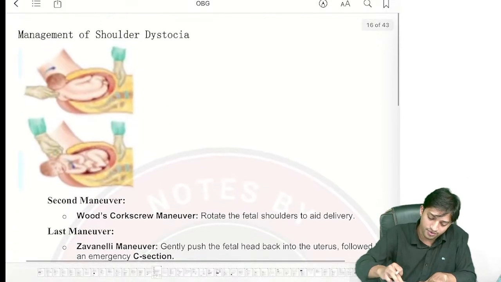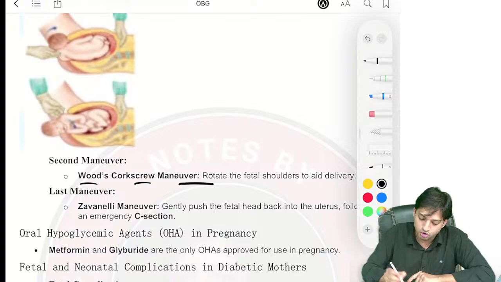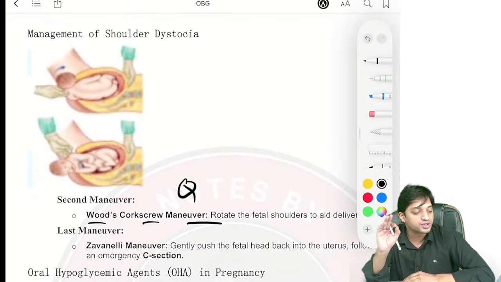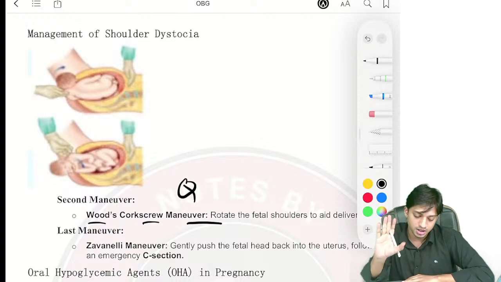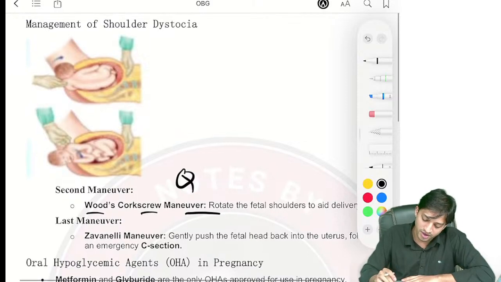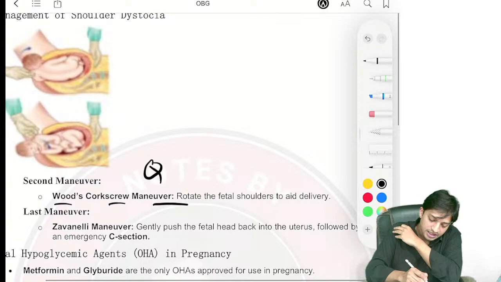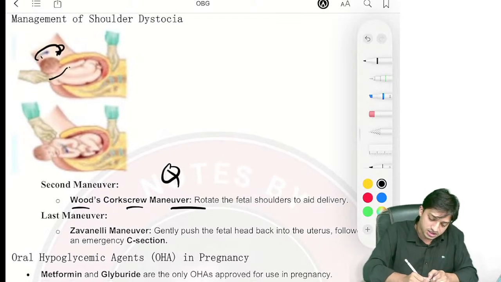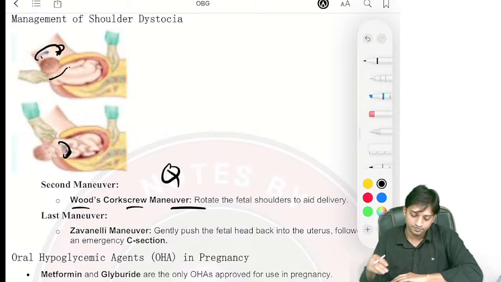Because you have to widen the pelvic angle and facilitate delivery of the child. Coming here, have a look. Again, the second maneuver that you are going to do is Wood's corkscrew maneuver. This is also an asked question. So these are all asked questions from your FMG exam point of view. These are the management of shoulder dystocia. So in the Wood's corkscrew maneuver, what are you going to do? You are just rotating the fetal shoulder to aid in the delivery. Just see, have a look. In this image, they are rotating the fetal shoulder from this side to this side ultimately, and then you aid the delivery of the shoulder, right?